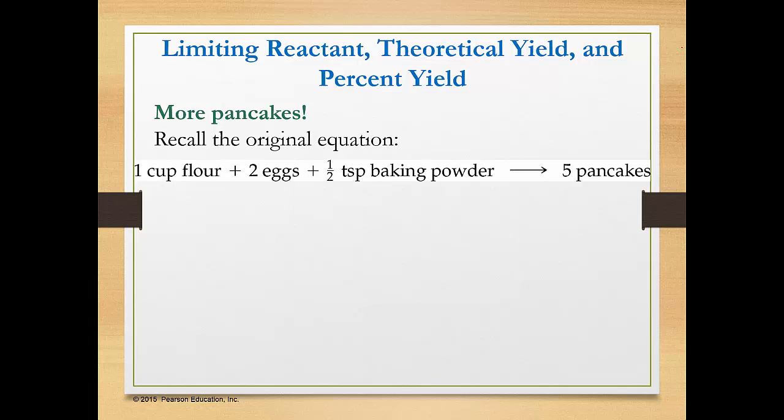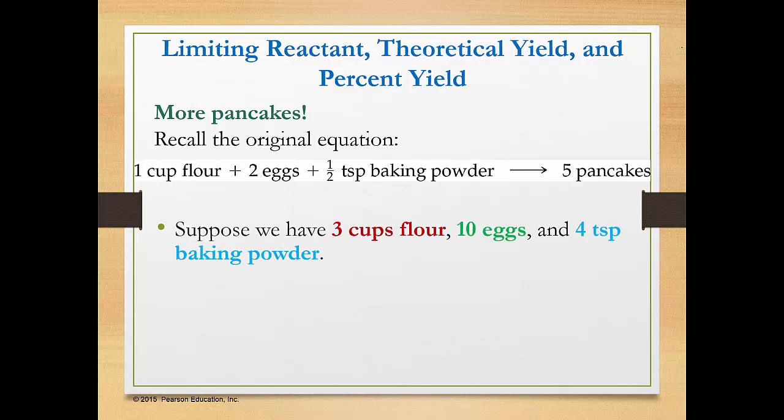So if you remember the original equation or recipe that we talked about, we said that 1 cup of flour plus 2 eggs plus half a teaspoon of baking powder would give us 5 pancakes. So we don't always have just exactly what we need in the right proportion.